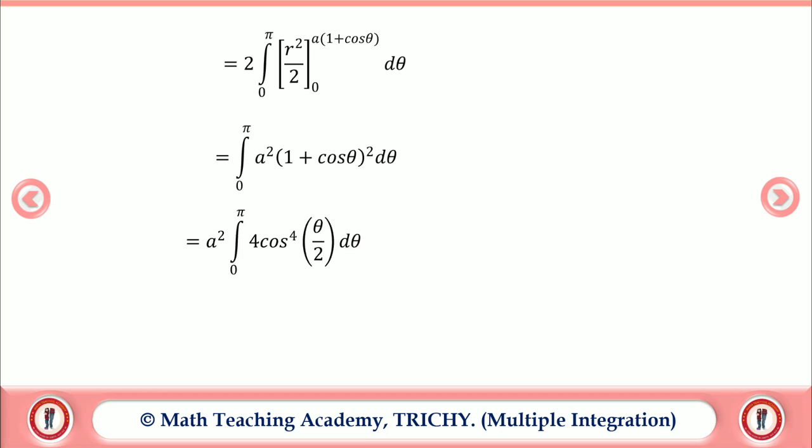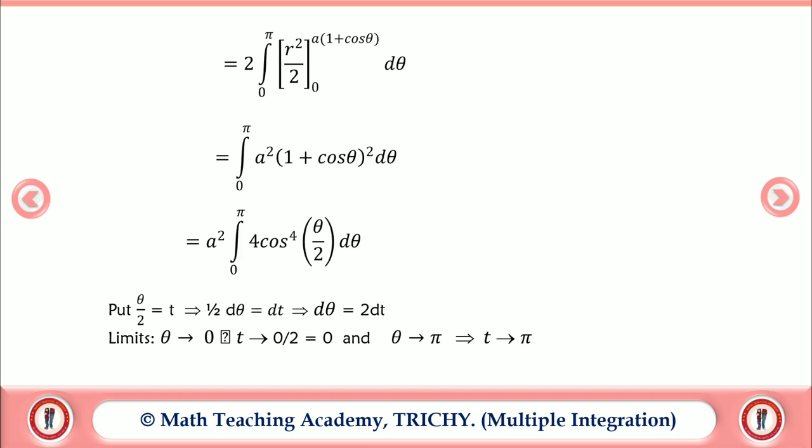Here we have 1 plus cos theta. It can be written as 2 cos squared theta by 2. So that is why it will become (2 cos squared theta by 2) whole squared, and therefore we have 4 cos to the power 4 of theta by 2 into d theta. And then put theta by 2 equal to t, which implies 1 by 2 d theta becomes dt, which implies d theta equal to 2 dt. And then look at the limits. When theta tends to 0, t tends to 0 by 2, which is 0, and when theta tends to pi, t tends to pi by 2.